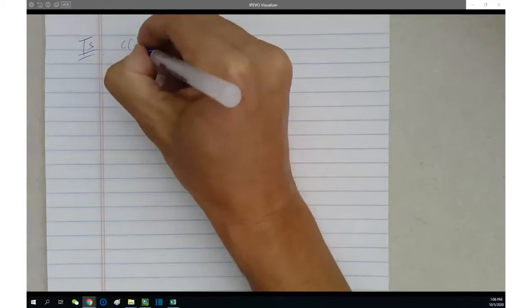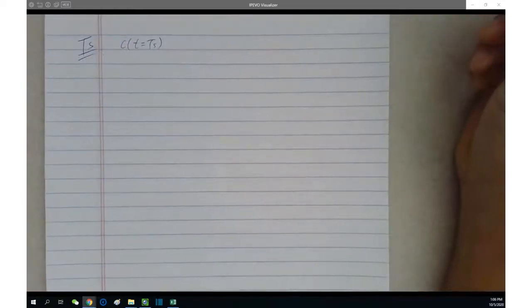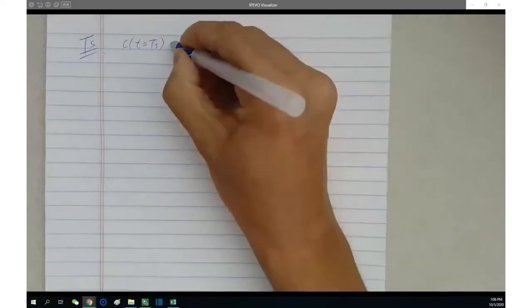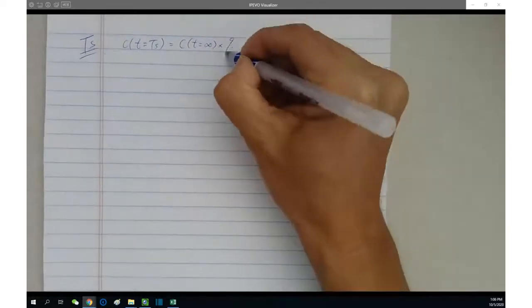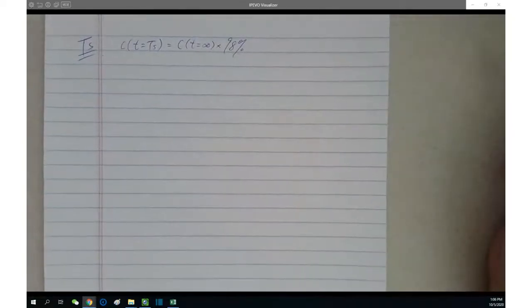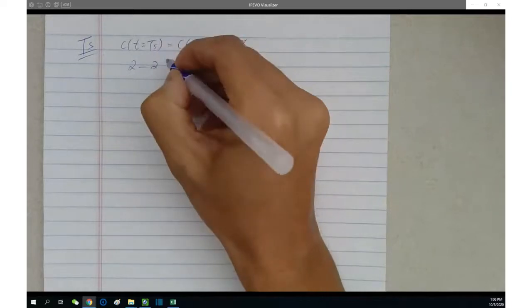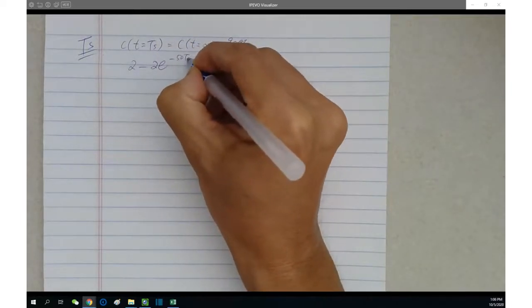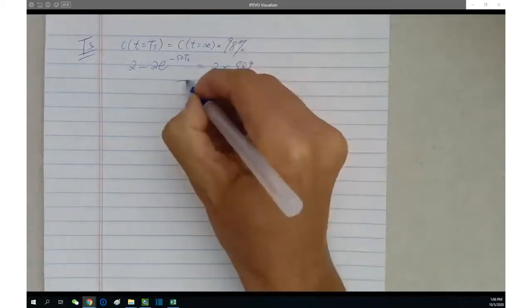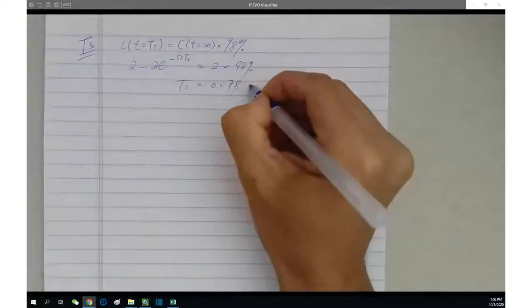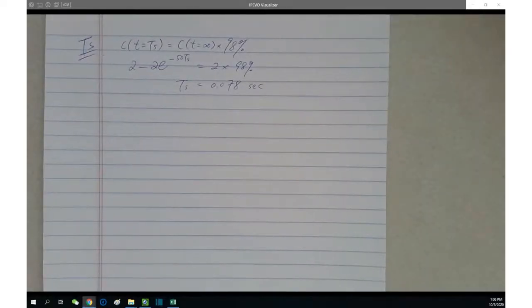So how he got there is like this. I'm following the same idea. When time is at the settling time moment, your output is reaching 98% of the final steady state value. Well, this is just the equation then, right? What do we have is 2 minus 2 times e to the negative 50 TS equals 2 times 98%. And then we got TS equals 78 milliseconds. Nothing but following the definition.